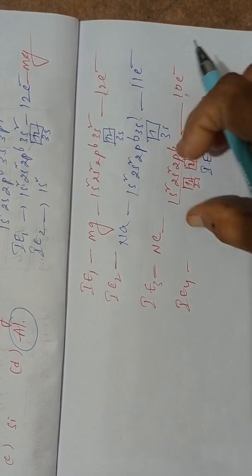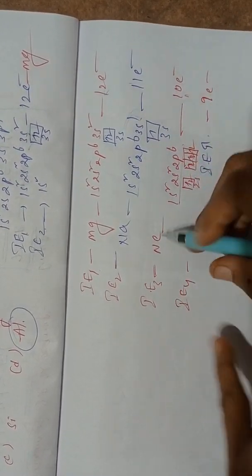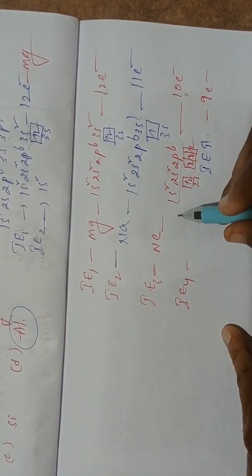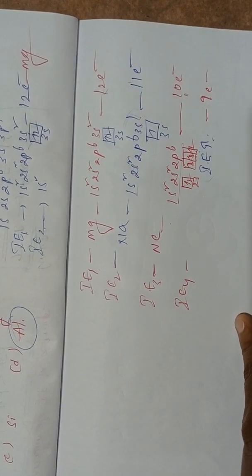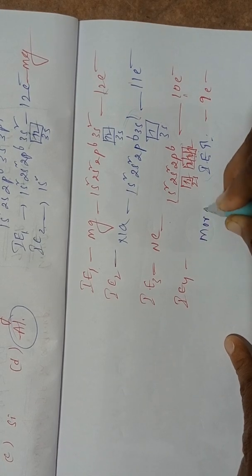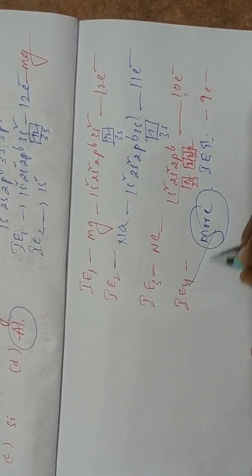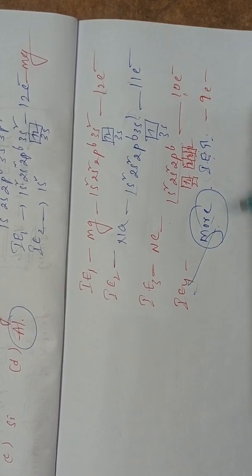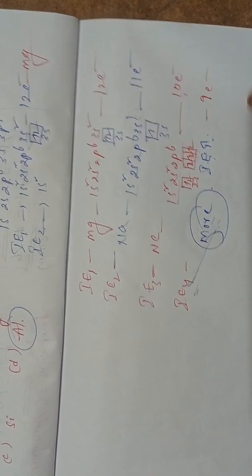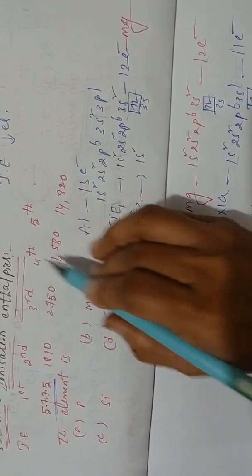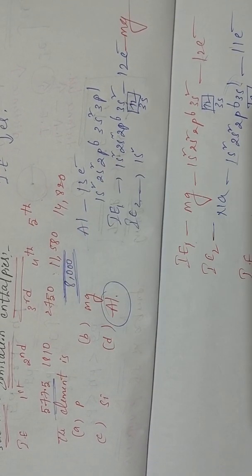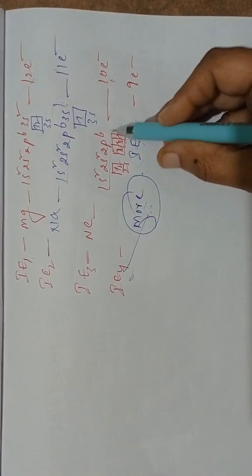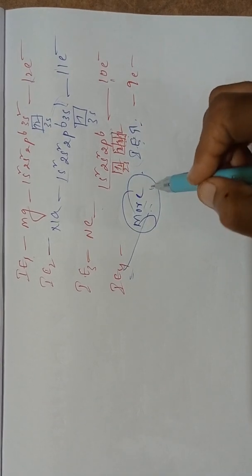Are you clear? To remove the electron from the stable electronic configuration of the nearest noble gas element neon, more energy is required, students. That's why the IE4 value is more. Are you clear? To remove this electron, more energy has to be supplied. So the difference between the third and fourth ionization energy is large, nearly 8,000 gap is there. From the third ionization energy to the fourth, to remove the electron from the stable electronic configuration, more energy is required.